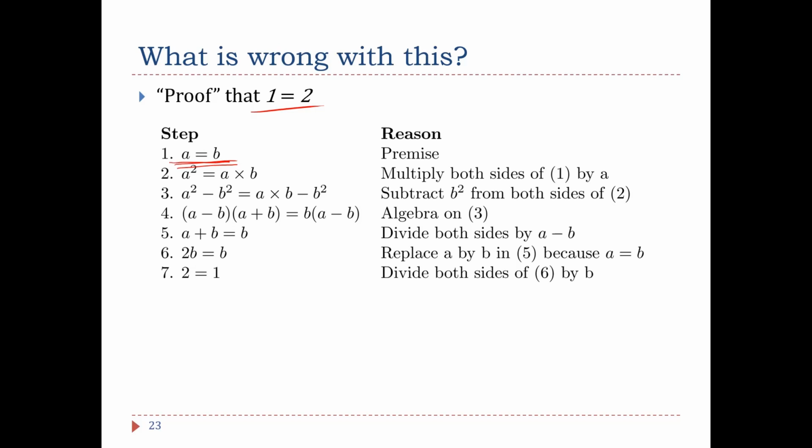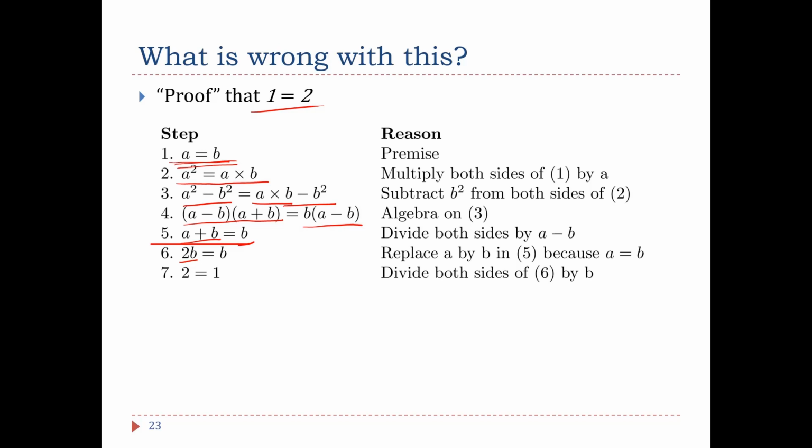Then in this case, A squared can be written as A times B, which means that A squared minus B squared is equal to A times B minus B squared. So we are just subtracting the same positive amount from both sides. The one to the left can be rewritten as A minus B times A plus B, and the term to the right can be written as B times A minus B, which actually leads to A plus B being equal to B.